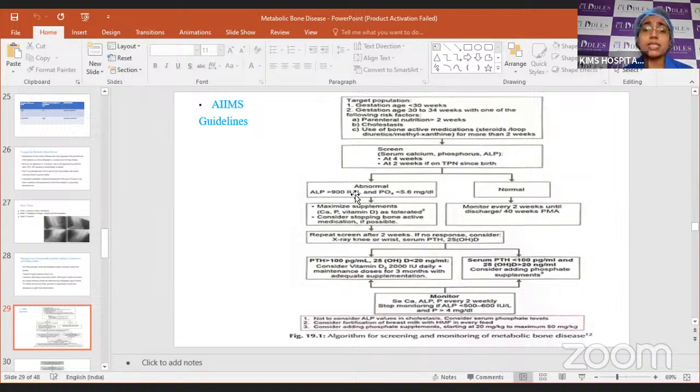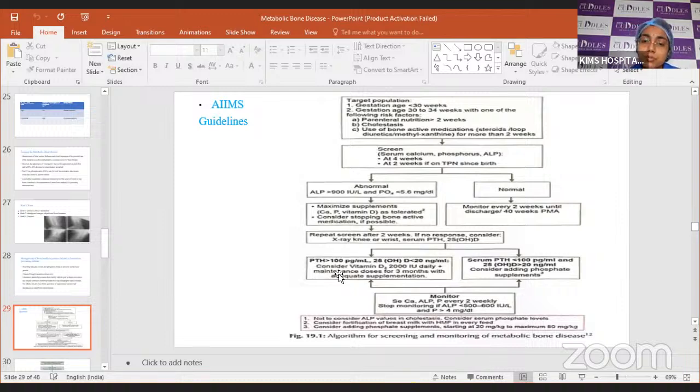If abnormal, that is ALP more than 900 and phosphate less than 5.6, we will maximize the supplements of calcium, phosphorus, and vitamin D as tolerated, and will consider stopping the bone active medications if possible, and we will repeat the screen after 2 weeks. If there is no improvement in the repeat screen also, we will order an X-ray to look for any drastic changes, and will do the parathyroid hormone and 25 hydroxyvitamin D levels.